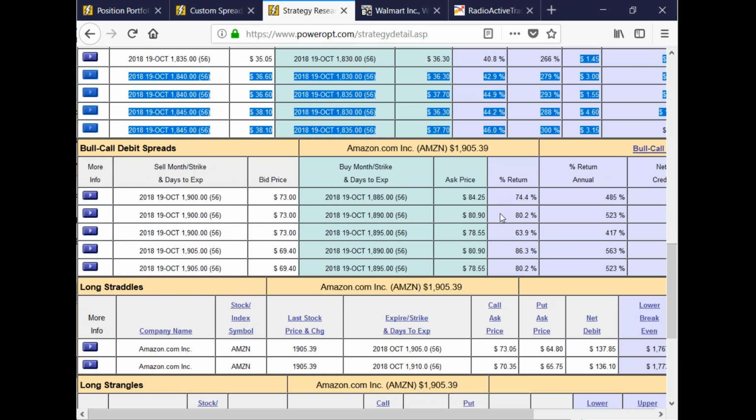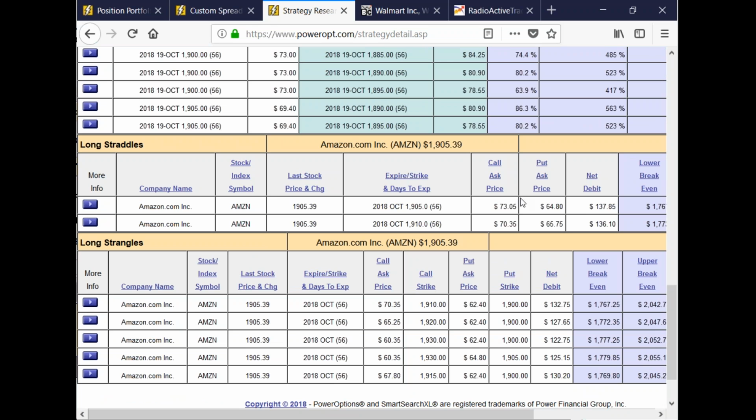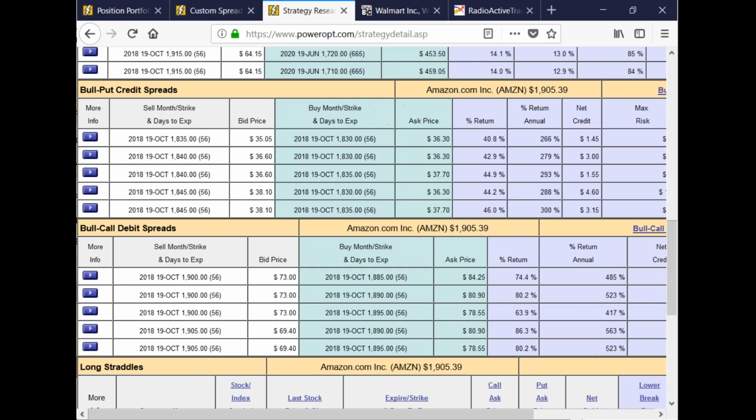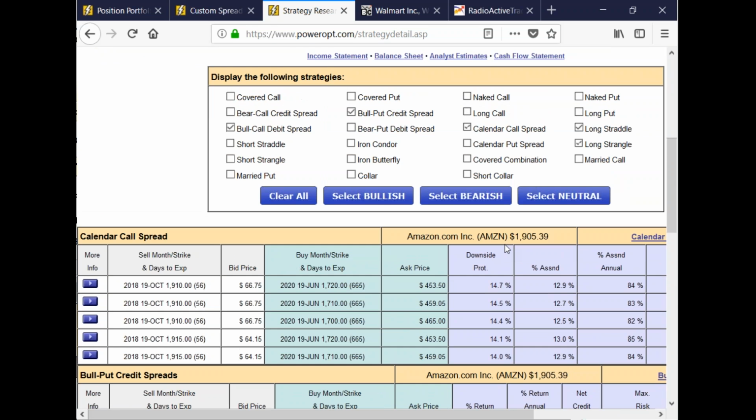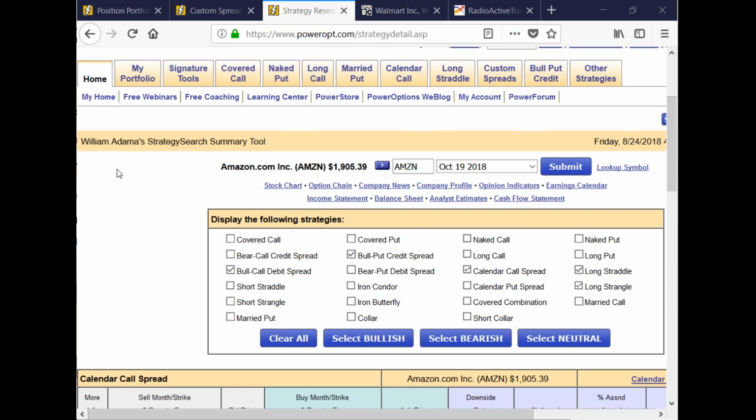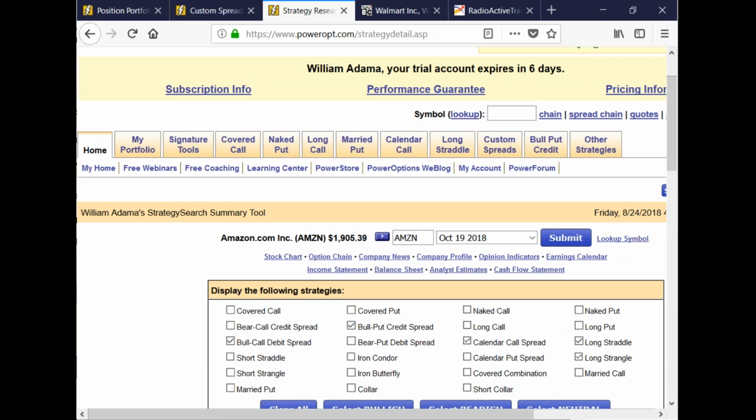Compared to bull call debits, long straddles, just so you know the total cost basis. I'm not saying that's the best strategy, but it depends on what your outlook is as well. And then some of the long strangles, okay? So this gives you an idea of what's available. This is my starting point, and then I can go further in, but you really want to base it on what strategies you prefer, and do you think Amazon is in the position for those strategies? If you're neutral to bullish, neutral to bearish, what are the best strategies to use at those times?